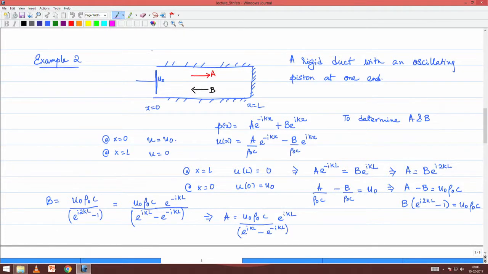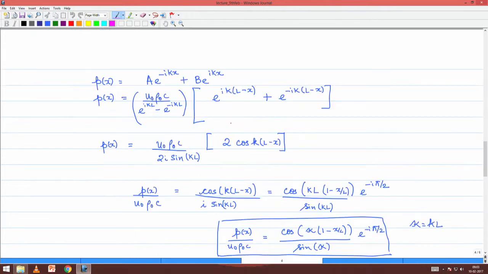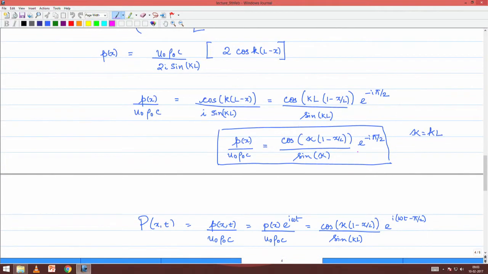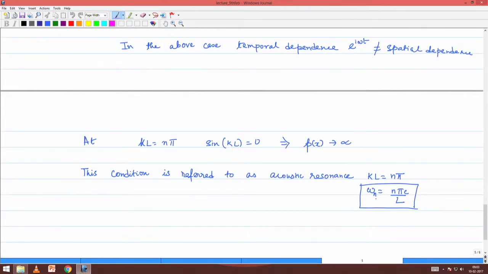In the last class we took an example of a rigid acoustic duct, wherein at one end of the rigid duct we had an oscillating piston. The oscillations were of harmonic nature, and we derived the pressure response over the entire domain of interest, that is x going from 0 to L. From this expression we understood that there is going to be trouble at certain frequencies, which is omega n equals n pi c by L, and those were distinguished to be the acoustic resonances.